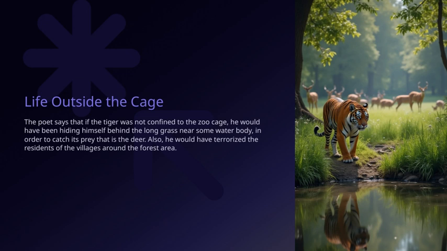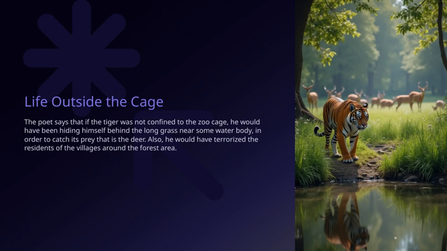This point reminds us of the powerful and sometimes dangerous presence of wild animals when they're not contained. Overall, this slide connects to the larger theme of understanding nature's true essence and the importance of respecting the natural behaviors of animals.